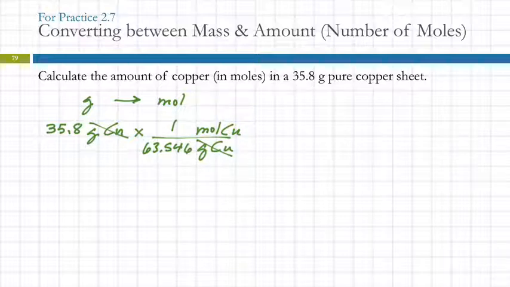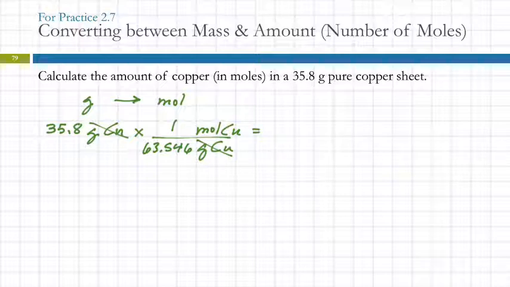This number came from the periodic table. I find the element symbol and the number underneath it. That's what I use. That's the mass of a mole. The mass of one atom would be 63.546 atomic mass units. So 35.8 divided by 63.546. I'm getting a whole bunch of digits on my calculator.